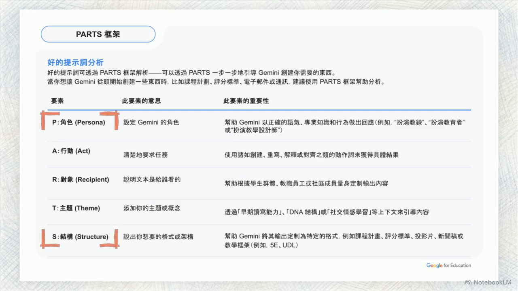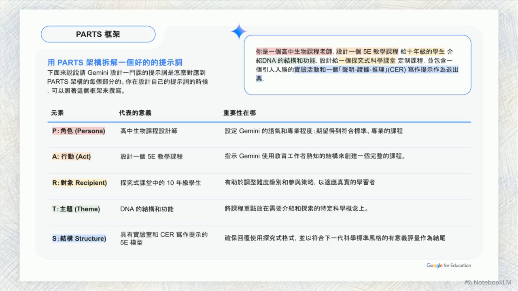It stands for persona, act, recipient, theme, and structure. When you define these 5 elements, you give the AI exact boundaries. Here we see a disassembled good prompt. By looking at the upper rows, we assign Gemini the specific persona of a high school biology curriculum designer, and we set the theme strictly to DNA structure and function.